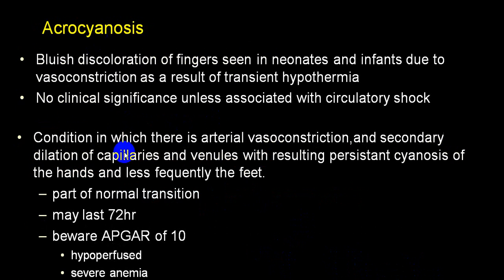That particular cyanosis, circumoral cyanosis, is also described as acrocyanosis. We have already mentioned it, so just keep it in mind. It is a bluish discoloration of fingers and lips, and there are no symptoms or signs of circulatory shock. That we call acrocyanosis or circumoral cyanosis.